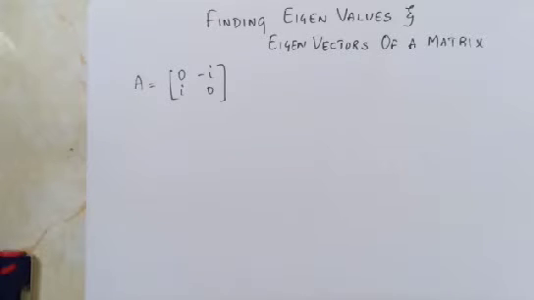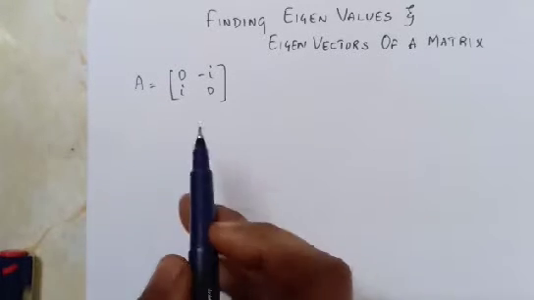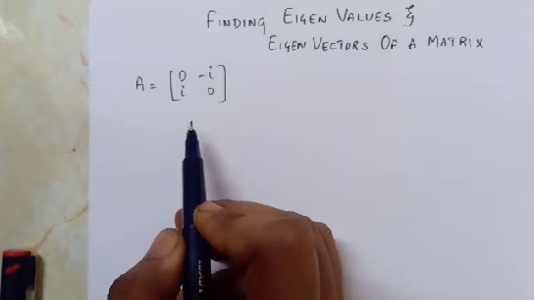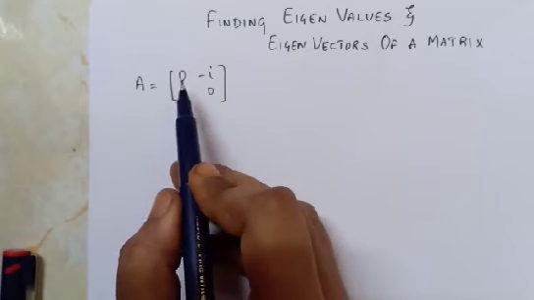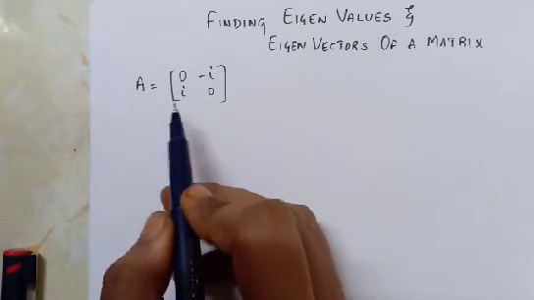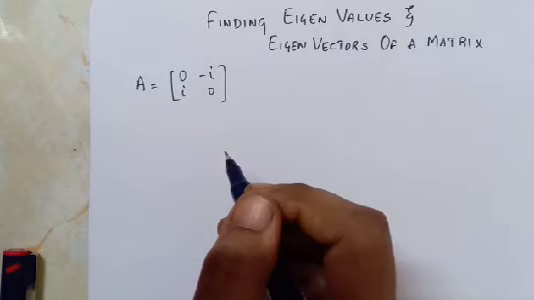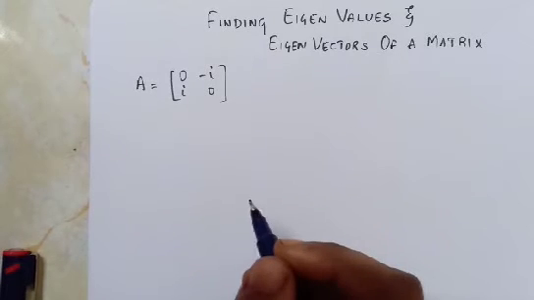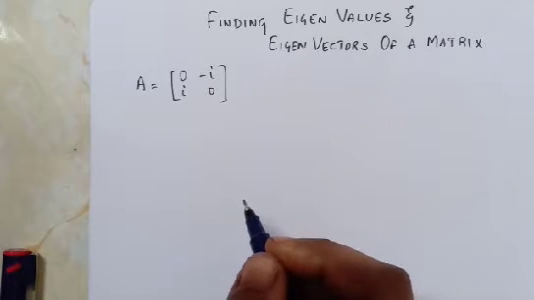Hello everyone. In this video we will see how to find eigenvalues and eigenvectors for a given matrix. First we'll take one simple 2 by 2 matrix as we are seeing here, 0 minus i, i 0. Now for this matrix we will find out the eigenvalues and eigenvectors.